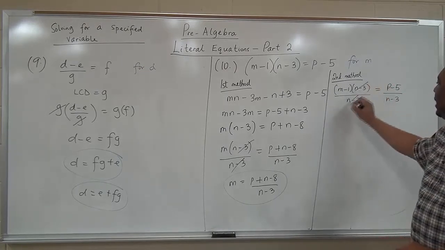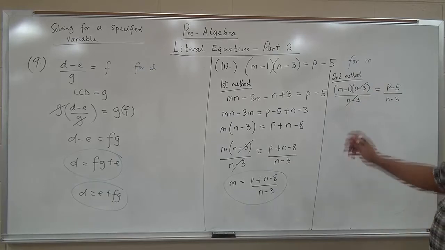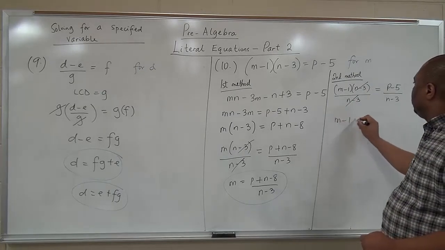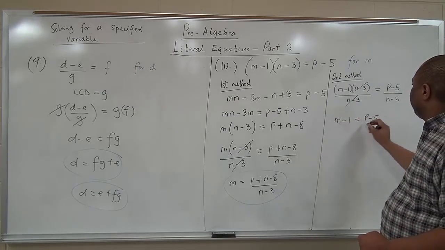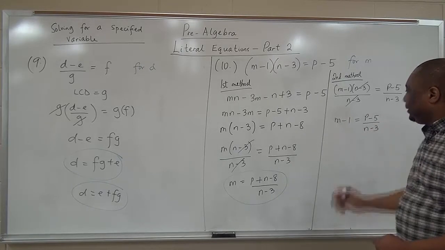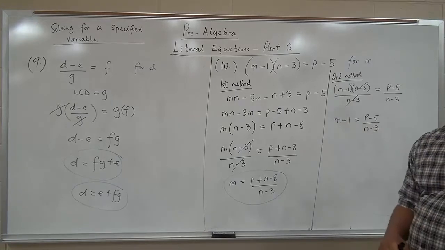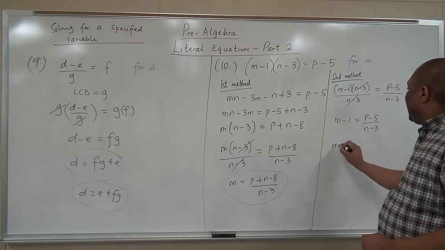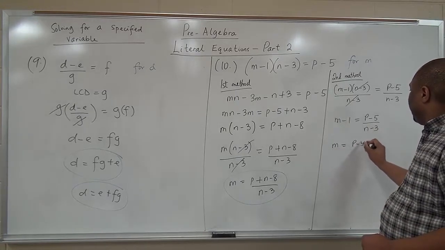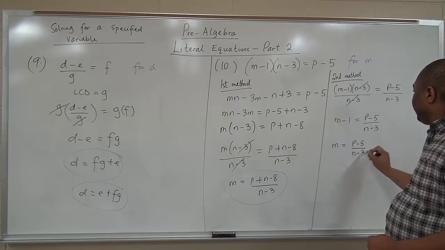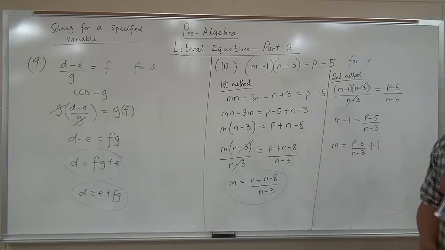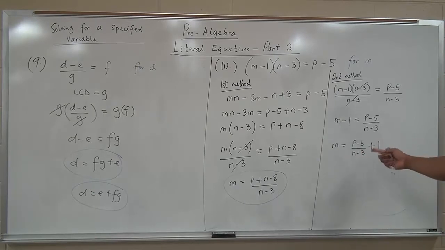n minus 3 will divide n minus 3. So we now have that m minus 1 is equal to p minus 5 divided by n minus 3. So we now have, you add 1 to both sides. We now have that m will be equal to p minus 5 divided by n minus 3 plus 1. Now if you want to do this, you can finish it up.